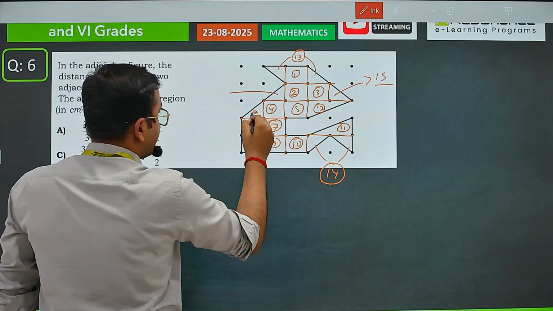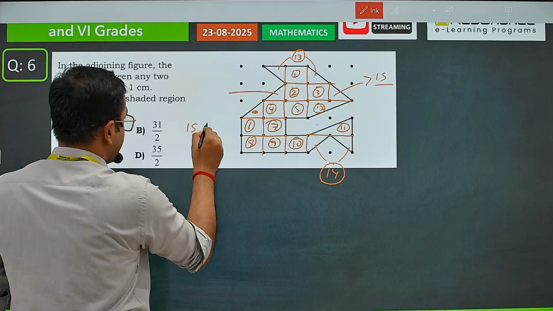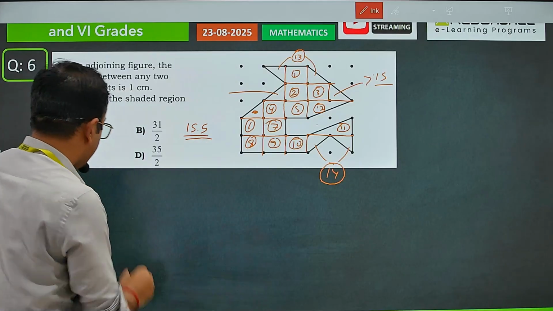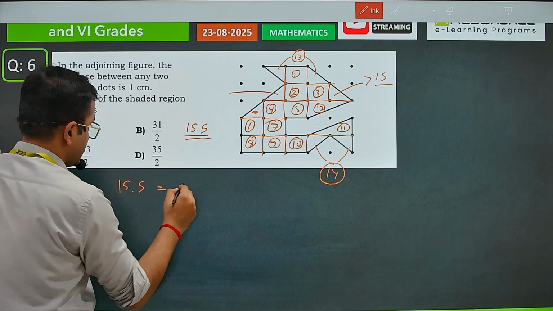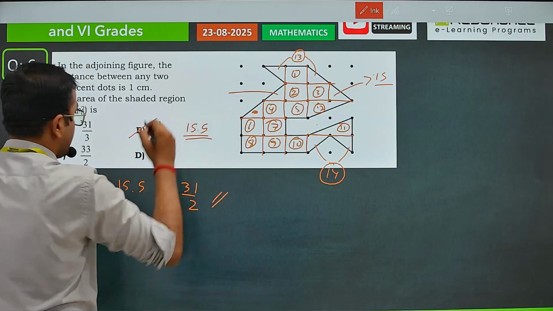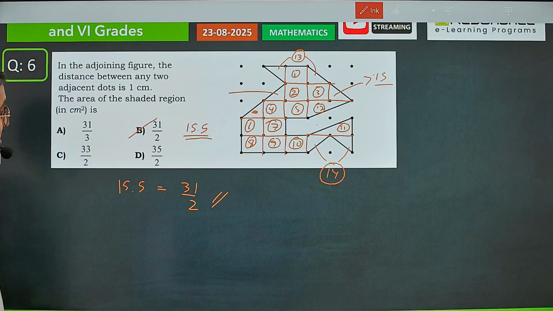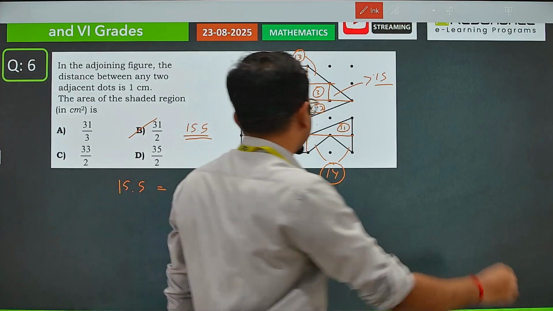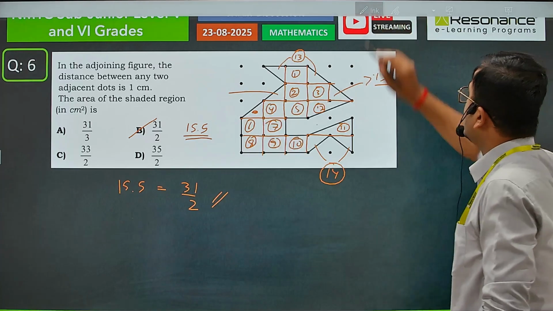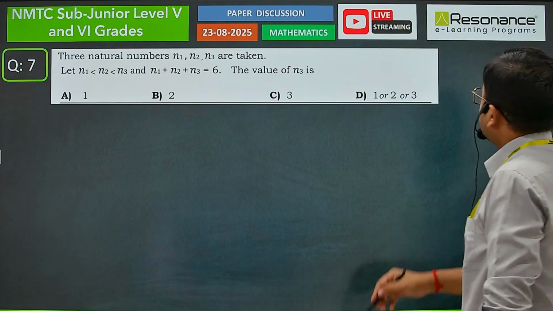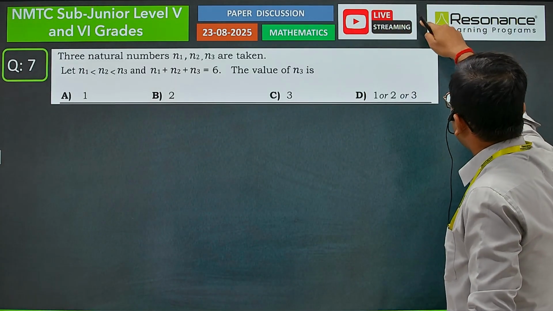But there is a half which is left. So that is nothing but 15.5. So when you convert 15.5 into a fraction, that is 31/2. Okay, that gives us option B. That's it. Very simple, just counting the number of squares. Next, this very simple and logical question.